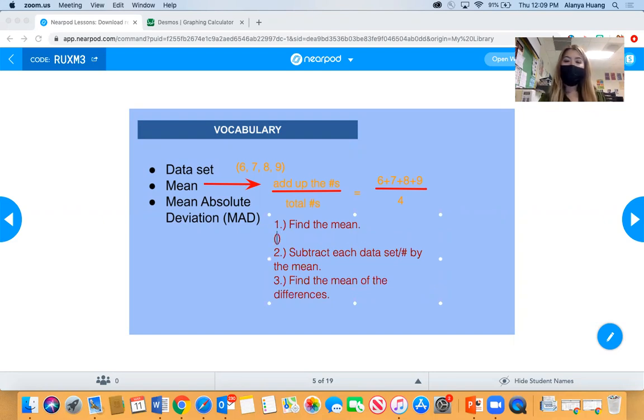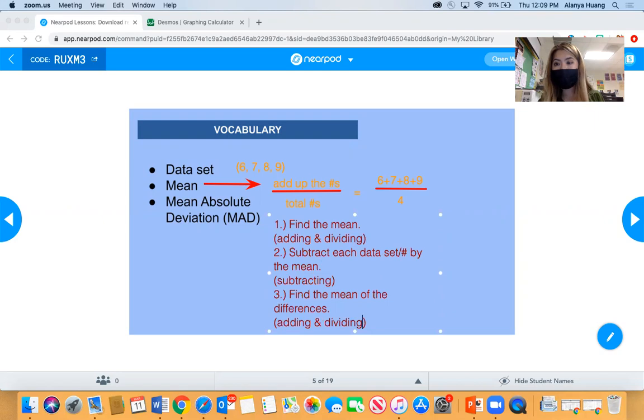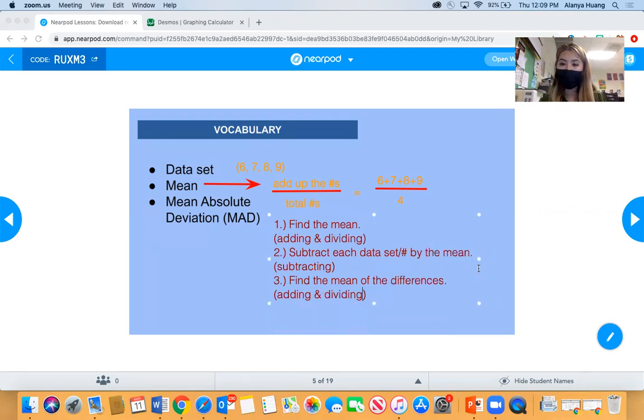So just to go over the operations that are necessary at each step, step 1, finding the mean, we're going to be adding and dividing. For step 2, we're just going to be subtracting. Step 3, we're going to be adding and dividing again. So today's lesson is not hard. We are going to be needing to use a calculator or Desmos to help us. The biggest thing is that it just is time consuming. It takes a long time and it's easy to make mistakes because it's easy to just type the wrong number or forget to add a number.